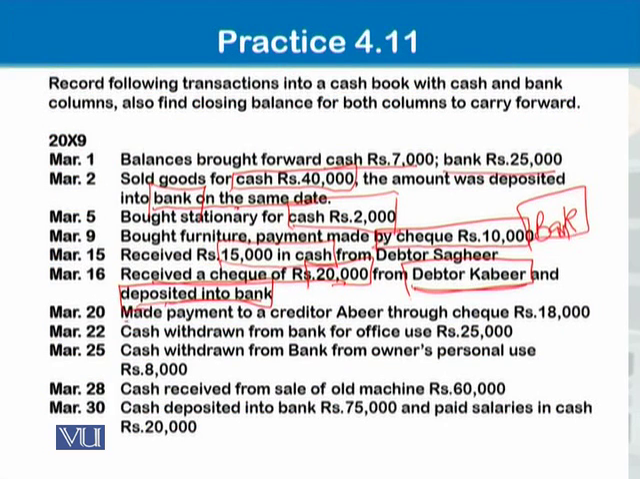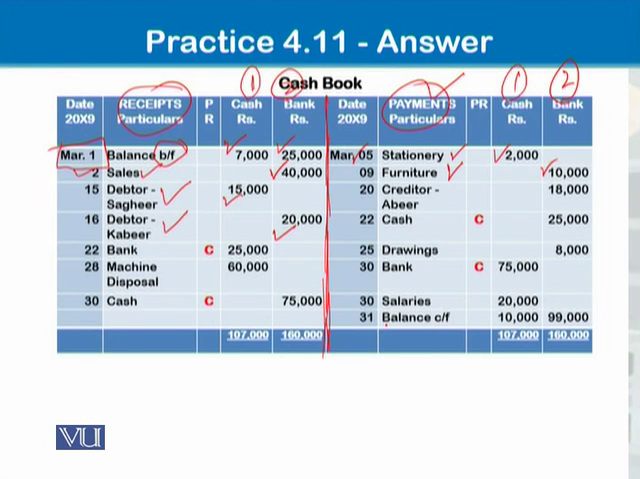Appreciate it. Made payment to a creditor. It's a payment now, so payment side, creditor is Abir. It is through cheque, and if it is through cheque, it will appear in the bank column. Creditor Abir appears in the bank column, payment side. Well, great.